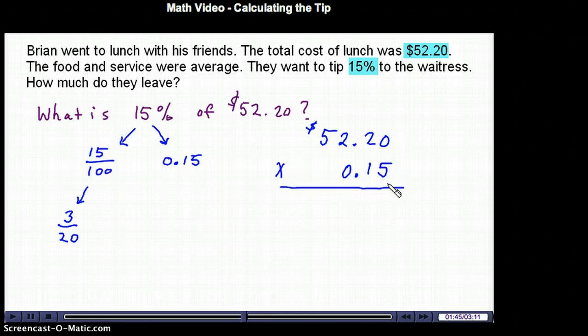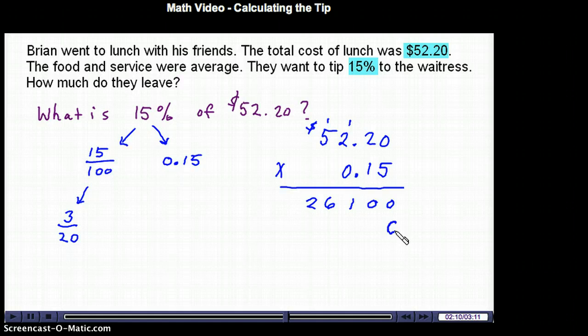So we're multiplying two decimal numbers. To do that, let's treat the numbers as if they were whole numbers, and we'll ignore the decimal for now. So 5 times 0 is 0, 5 times 2 is 10, carry the 1, 5 times 2 is 10, plus 1 more is 11, carry the 1, and 5 times 5 is 25, plus 1 is 26.